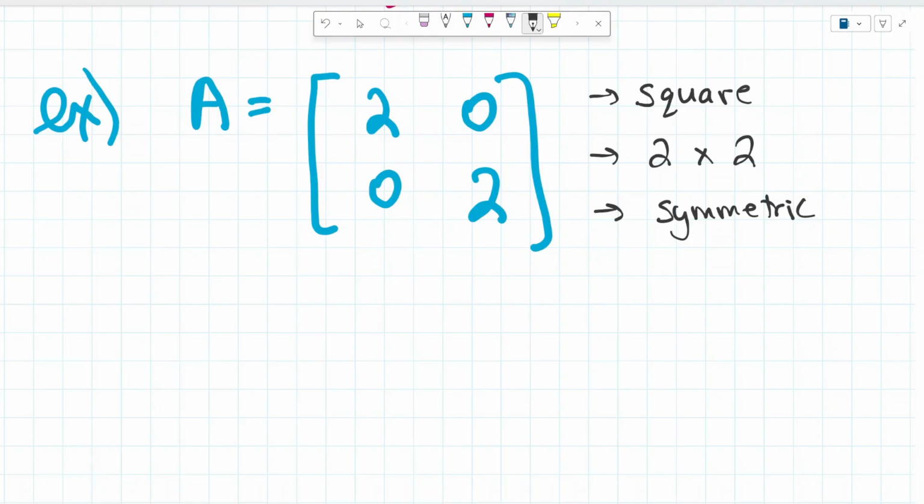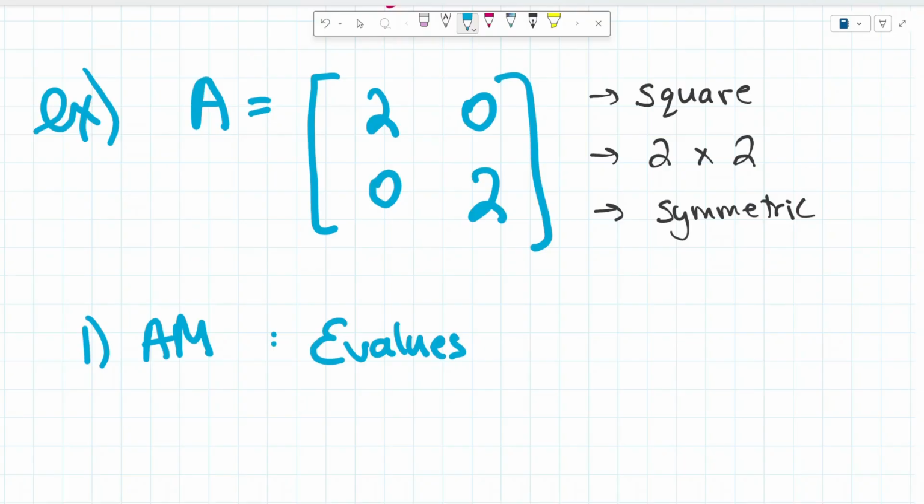So knowing that this is symmetric is important because it's actually going to indicate to us that we will have an algebraic multiplicity equal to a geometric one. But we're going to go through all the steps anyway so we can find it. So step 1 is we want to find the algebraic multiplicity. We need to find the eigenvalues of our matrix because we need to determine how many times each of these eigenvalues is a root of our characteristic polynomial.